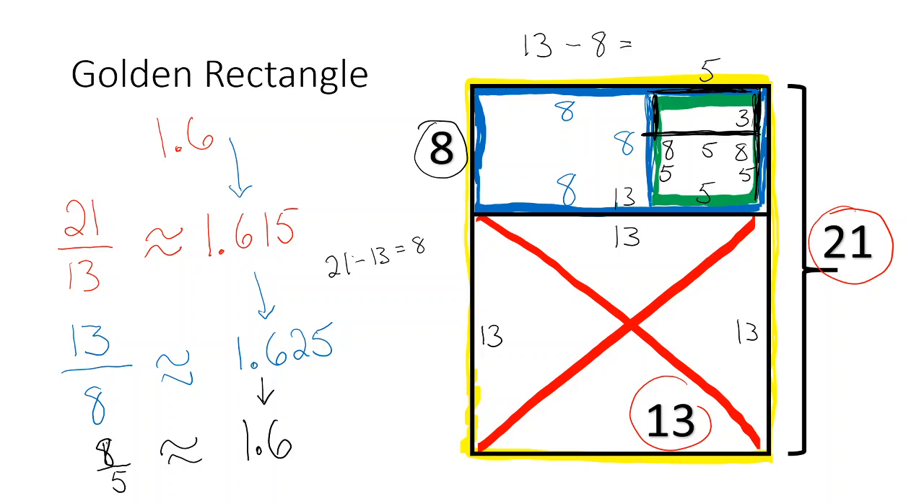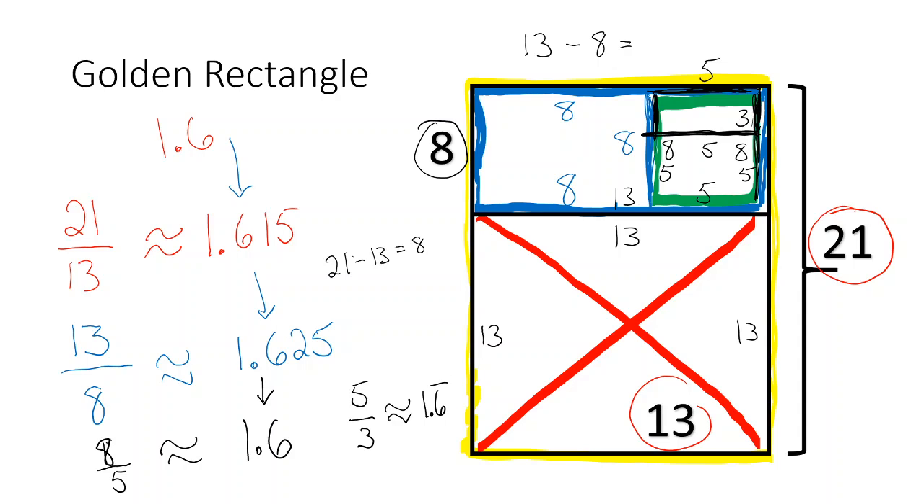So then we'd have this black rectangle right here that I'm filling in. That would be 5 by 3. So 5 divided by 3 is approximately 1.6 repeating.